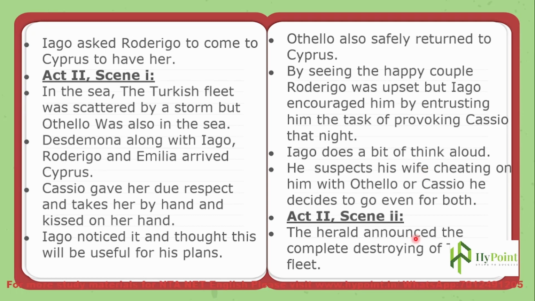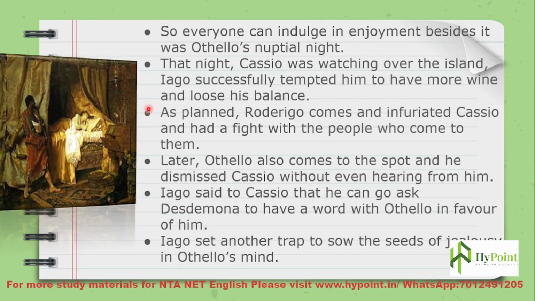Act 2, Scene 2. The herald announced the complete destroying of the Turkish fleet. Now the Turkish fleet is completely destroyed, a herald announced that, and so everyone can indulge in enjoyment. Besides, it was Othello's nuptial night. Nuptial night means marriage night, the first night after their marriage. So it was announced that the Turkish fleet was completely destroyed, so they can have some merriment now.